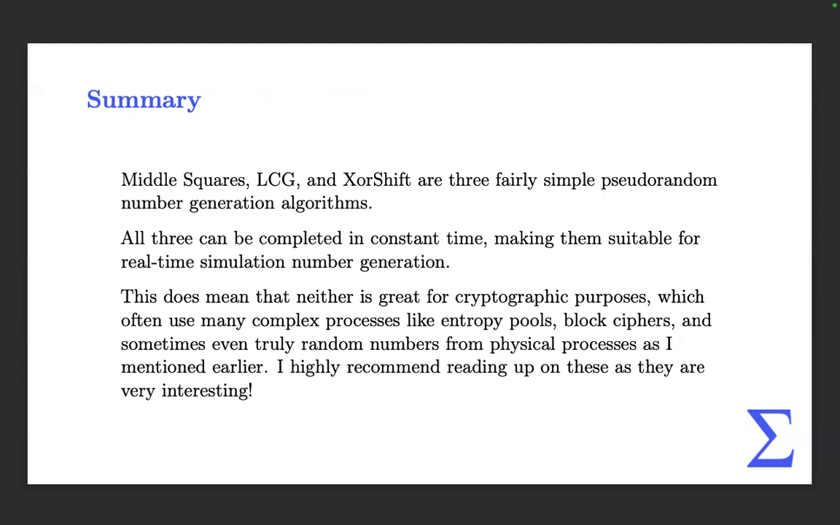So in actual industry, cryptography often uses things like entropy pools, block ciphers, and sometimes even truly random numbers from physical processes. Like I was looking at one that actually looks at uranium and sees how fast it decays, and then uses that to start off a seed and then do some other processes to get really, really random numbers that can't be found. And obviously that takes a lot more computation, it takes a lot more effort. So for our purposes, often not needed, these algorithms just tend to work.